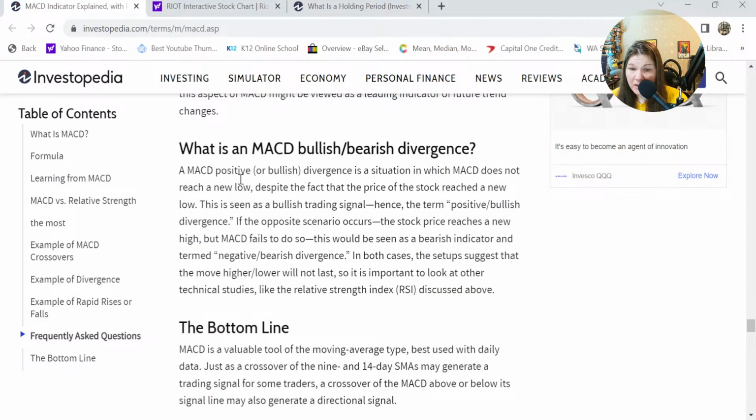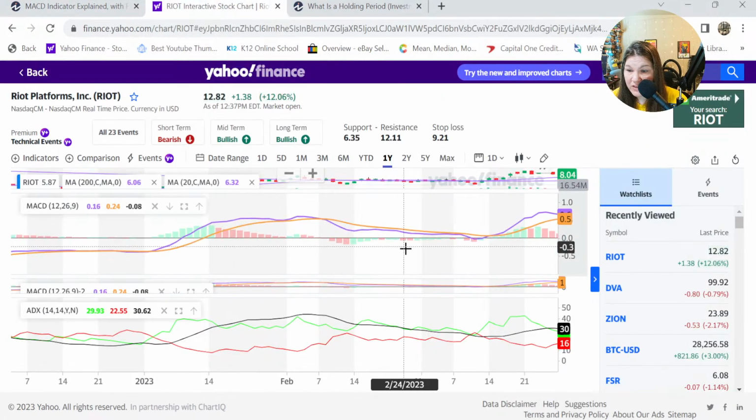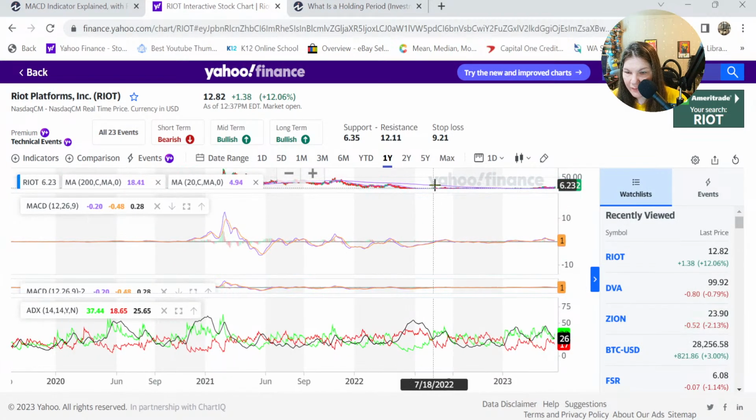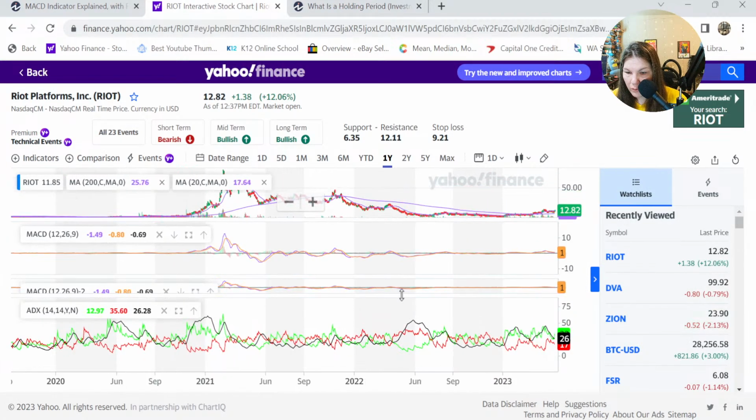So a MACD positive or bullish divergence is a situation in which MACD does not reach a new low, despite the fact that the price of the stock reached a new low. So the MACD does not reach a new low, but the stock reaches a new low. Okay, can we find that? Let's see. We'll lower this guy.